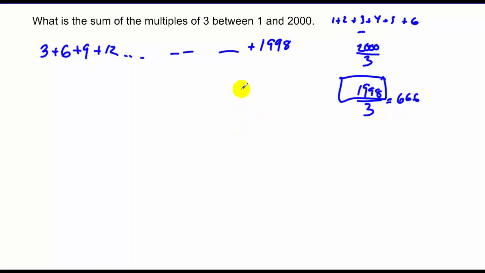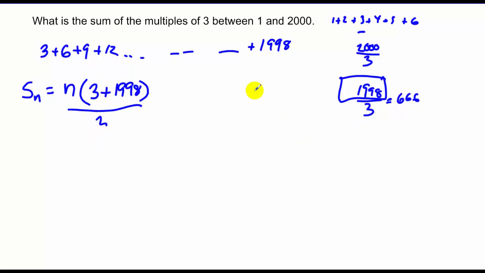So the next thing I need to do is find the sum of this series. So I have my series, but I don't know the number of terms. This looks familiar. It is equal to an unknown number of terms multiplied by the first term, which I have, plus the last term, which I have, over 2. So now it's back to our sequence formula where we know the last term, we know the first term, we know the difference, which is 3, and we don't know the number of terms.